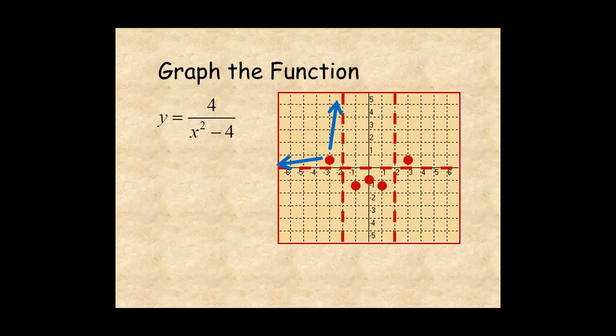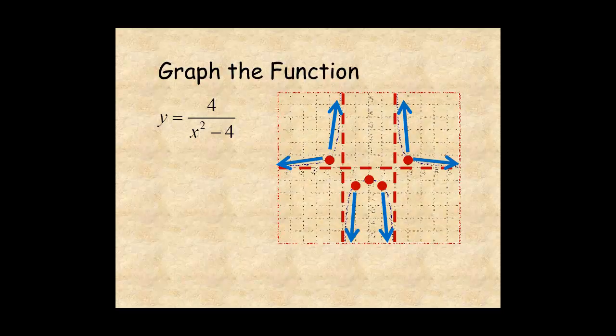Between the two VAs, there's no x-intercept, and since these points are below the x-axis, the graph must sweep down towards both VAs. At the right, from this point, the graph can't curve down because that would create an x-intercept. So the graph must curve up towards the VA and down from above towards the HA. So the graph of the function looks like this.